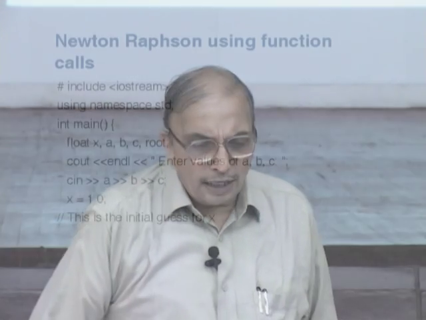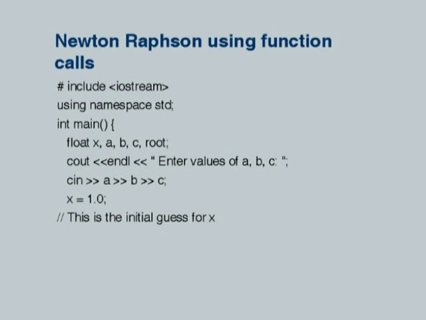Using these functions, how will I write my program? Let us look at one variation of that program, which actually carried out 10 iterations arbitrarily, starting with an initial value of 1.0 and going to successive values of x using the function and its derivative. So here is the Newton-Raphson using function calls. We have include iostream, using namespace std, int main, bracket open, bracket close.